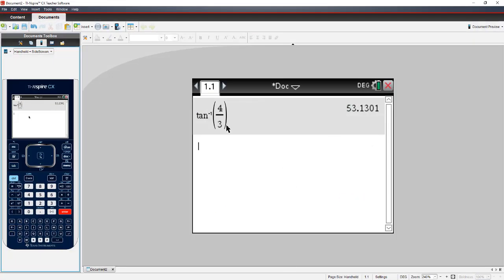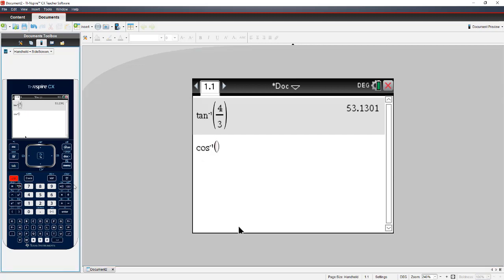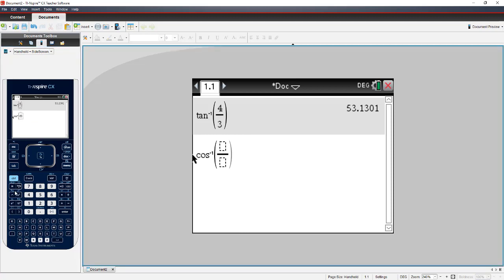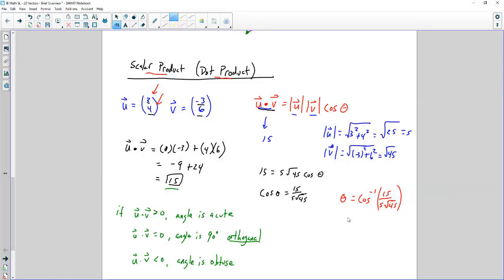So let's do that. So I will say, let's see, trig, I want the cosine inverse. We're going to make a little fraction here. And this is going to be 15 over 5 times root 45. Oops. And then there we go. That's going to be 63.4 degrees. So it's acute, as I said. So what's that? 63 is what I said? Yeah, 63.4 degrees. So that's how you find that, right? That's how you find that.